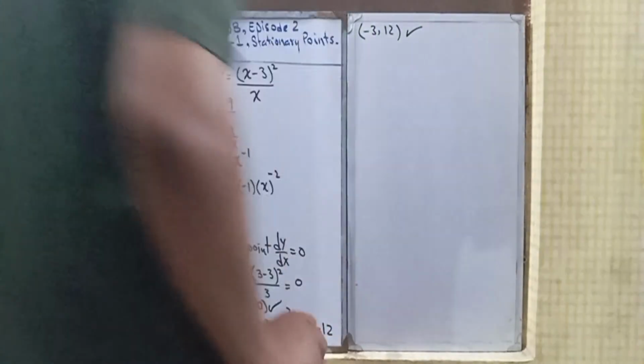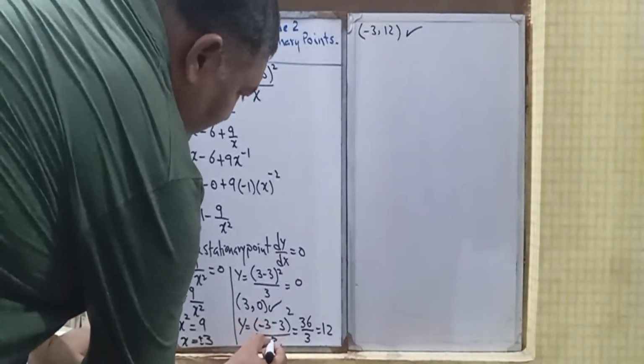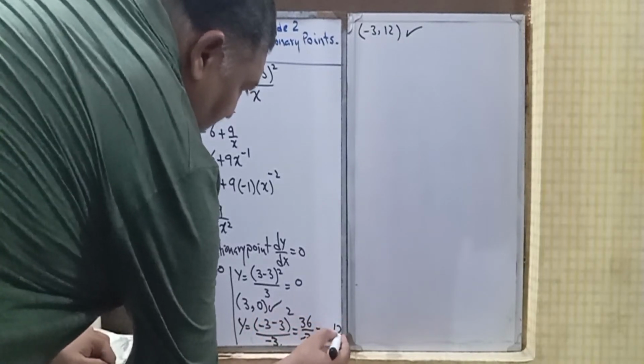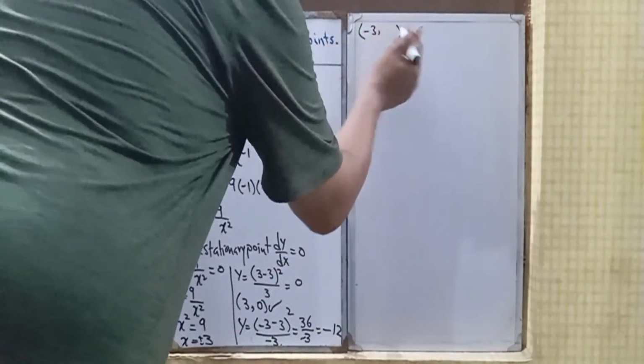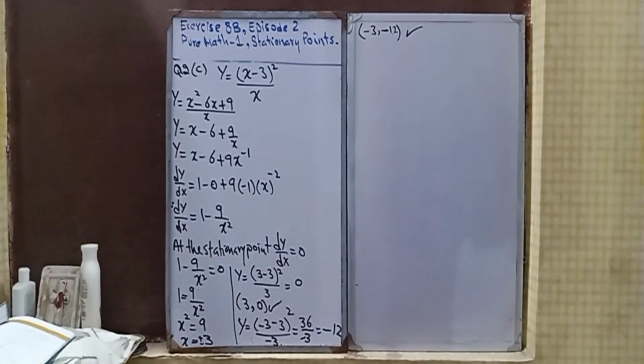So one stationary point is this one. The other one is this one. You see, we got two stationary points. One is 3 comma 0, and the other one is minus 3 and minus 12. I did not put a negative there. Oh yeah, there was a negative here. This is minus 3, minus 3. So this will be minus 12. Sorry.